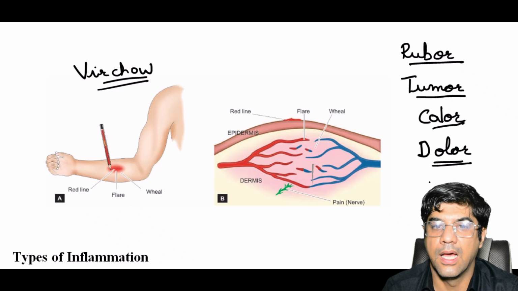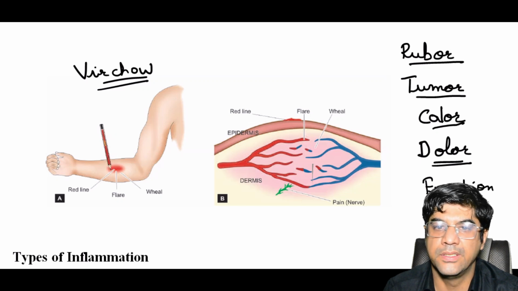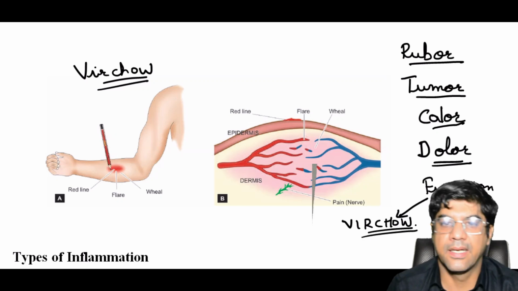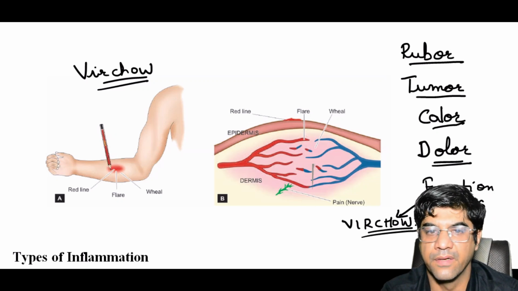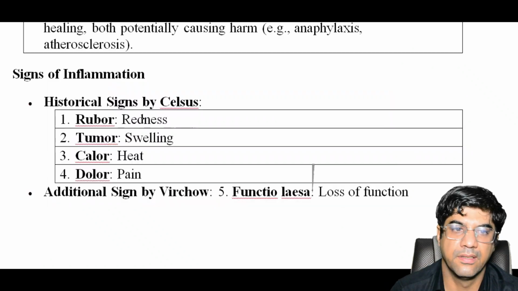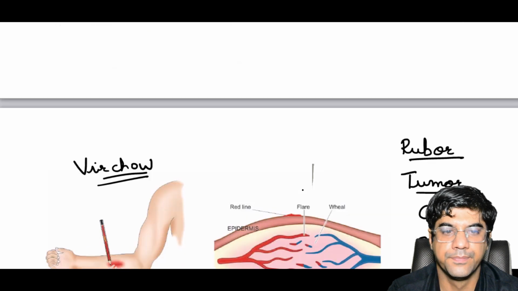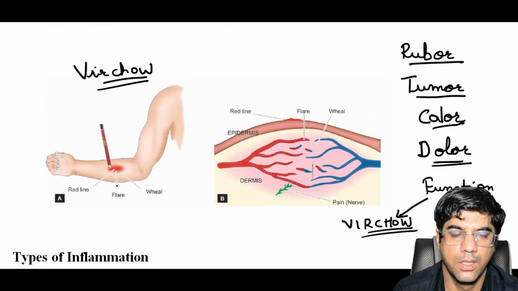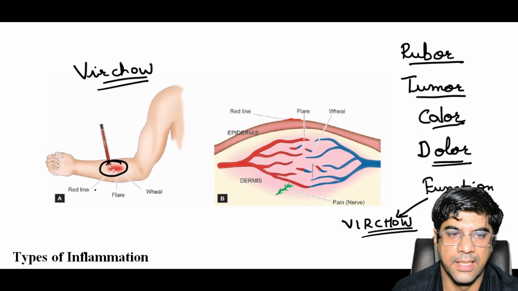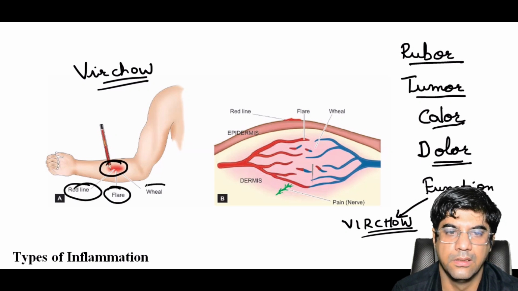And the last is functio laesa, that is the loss of function. This sign was added by Virchow and it refers to impaired function of the affected area. So remember these four signs: rubor, tumor, calor, dolor, and the additional sign is loss of function. So during inflammation you will see the red line, flare, and weal.